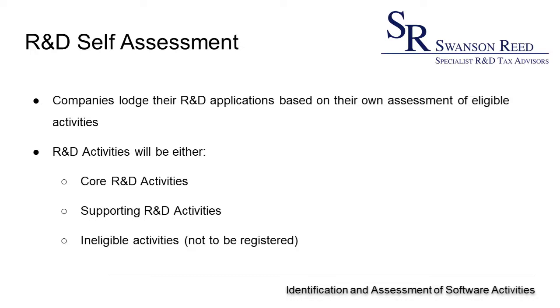For the purposes of assessment of activities under the R&D tax incentive, activities that a company conducts may be either eligible core R&D activities, eligible supporting R&D activities, or ineligible activities not to be registered. In order to register eligible activities in a given year, a company must conduct or plan to conduct at least one eligible core R&D activity.